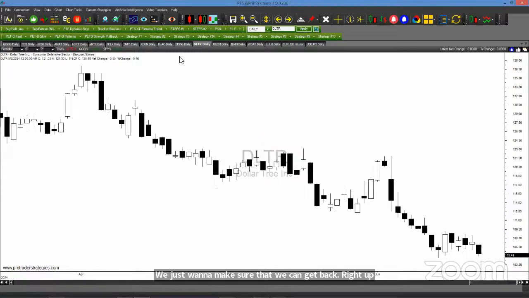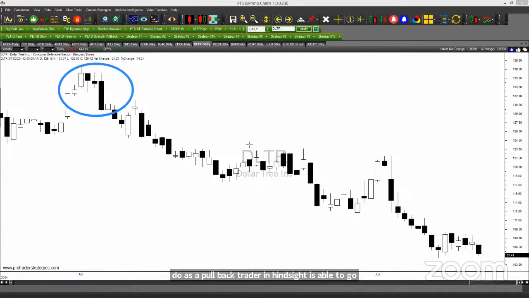Let's look at DLTR. Okay, obviously the overall trend is down, right? It doesn't take a lot to see that. But what we want to do as a pullback trader in hindsight is able to go short at these levels, like right here and right here. How could we have done that in hindsight? Well, it's easy with strategy number 9.